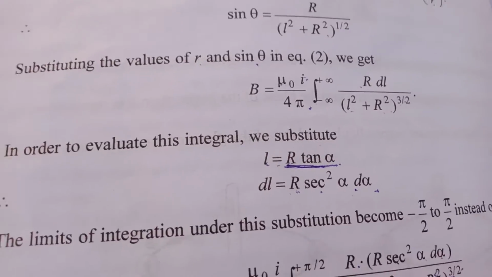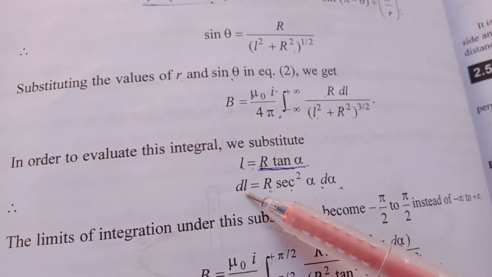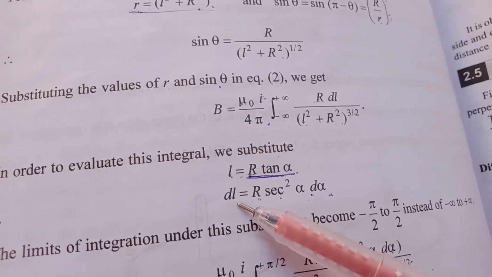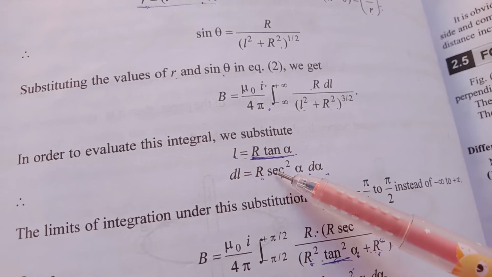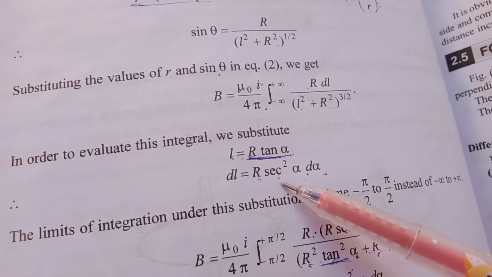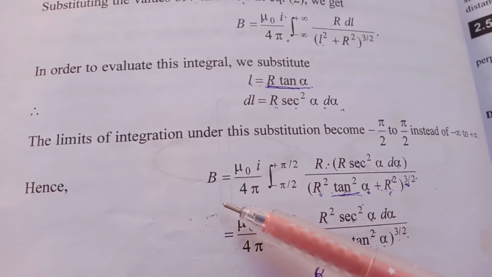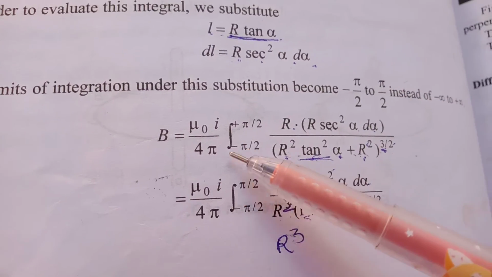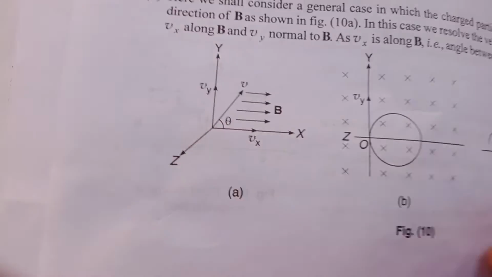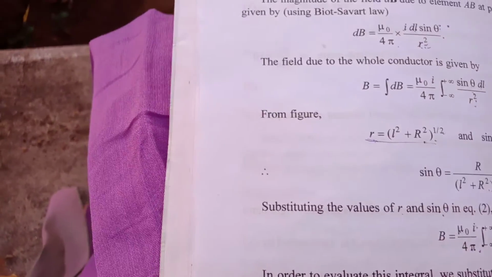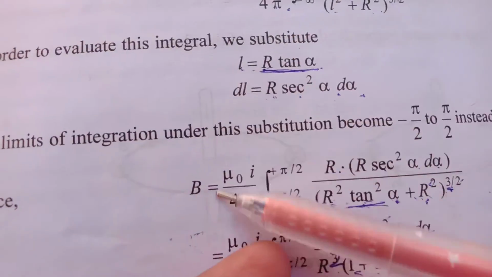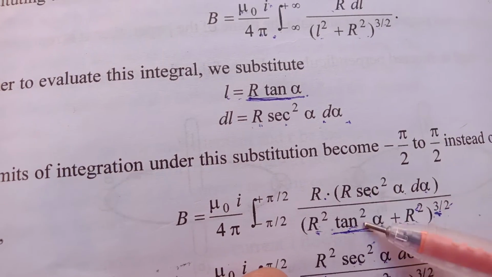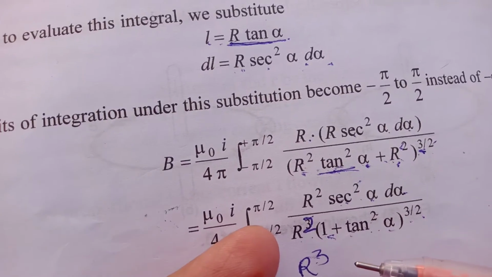Now L can be written as R tan alpha. Since dl is required in the expression, dl is equal to R secant square alpha d alpha, because the derivative of tan alpha is secant square alpha. Substituting these values and changing the limits, mu 0 I by 4 pi, minus pi by 2 to plus pi by 2. When you substitute the values, you get this, and it is simplified in this way.